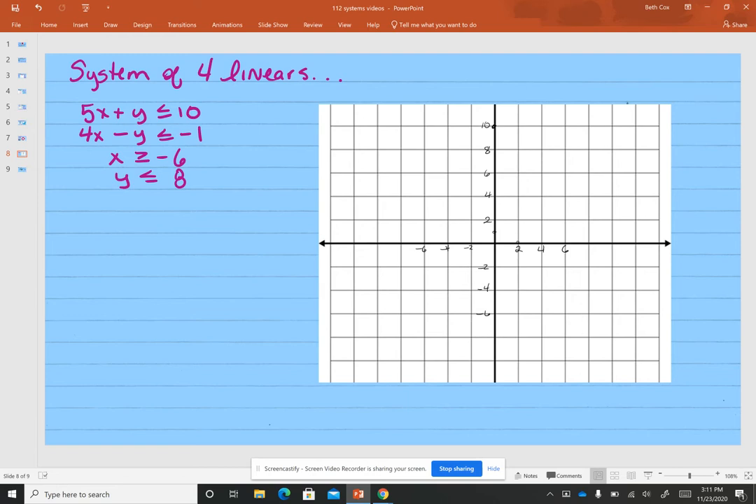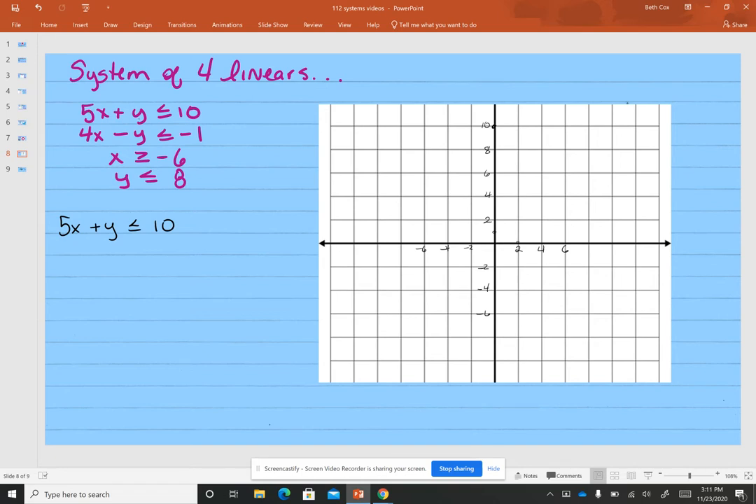Okay, and I've got my grid set up so that I'm doing by 2s, and I'm going to try to be neat. I noticed my others were kind of sloppy. So we're just going to go through each one and graph them and then shade. We're not going to shade, we're going to put little arrows. So the first one is 5x plus y is less than or equal to 10.